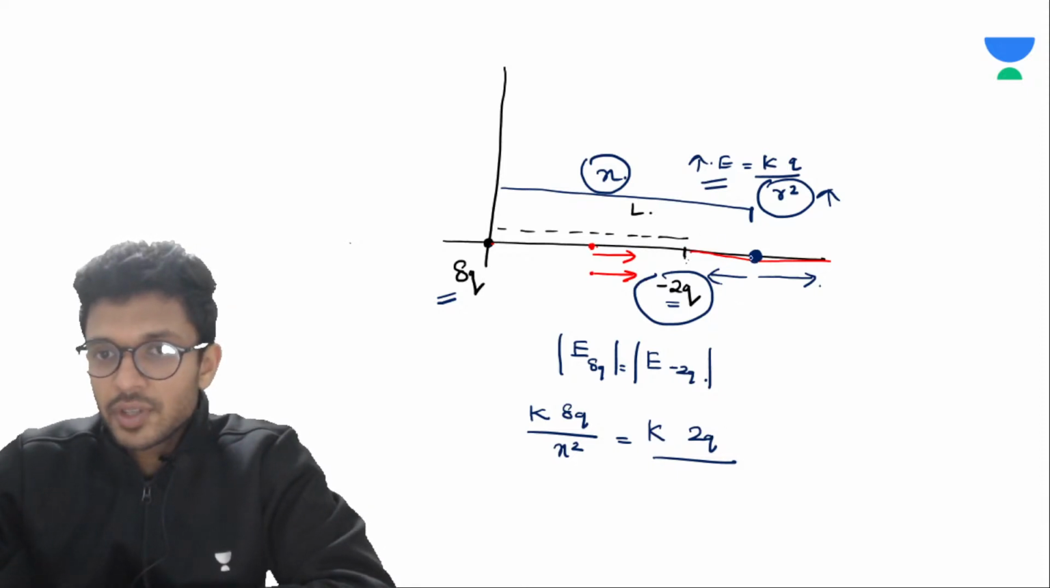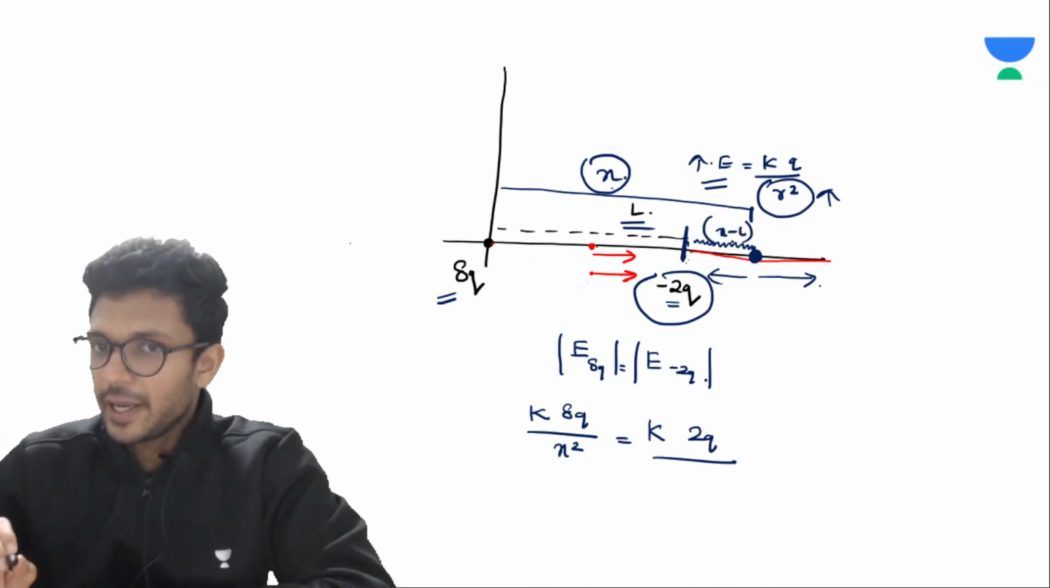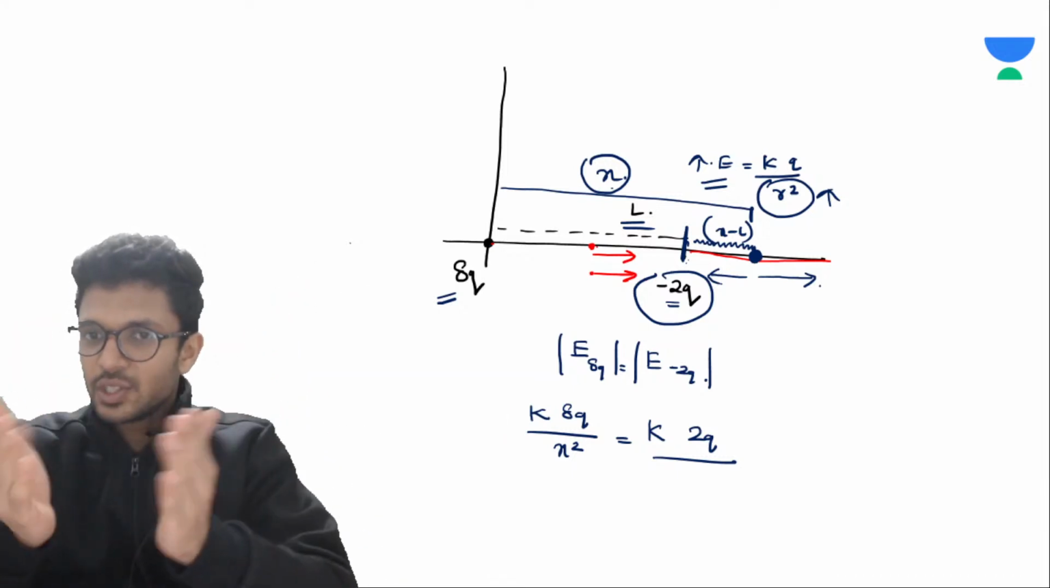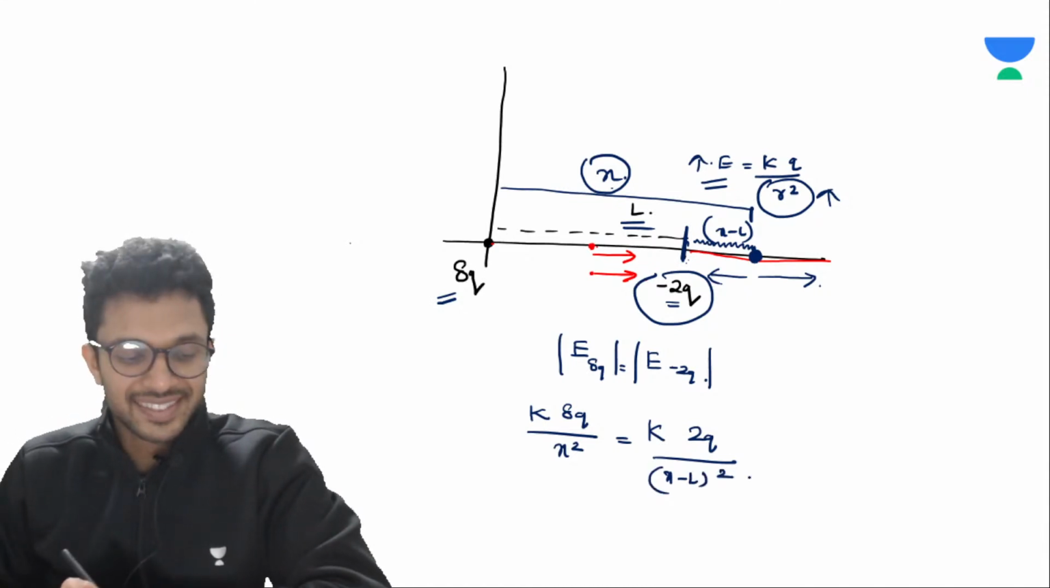What is the distance of the point from minus 2q? Look, my children. Total is x. Till here it is L. So this will be x minus L. Okay? Total is x. Till minus 2q it is L. So the remaining is x minus L. So the electric field is proportional to 1 by x minus L the whole square.